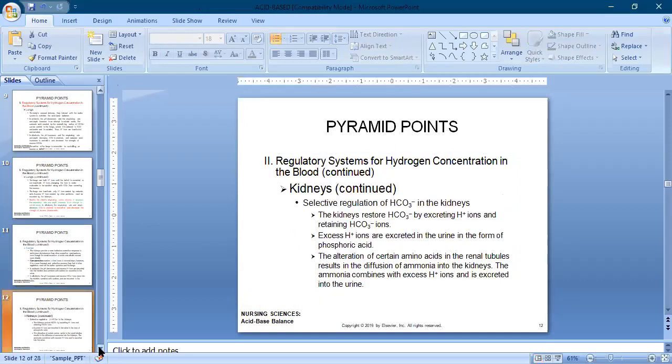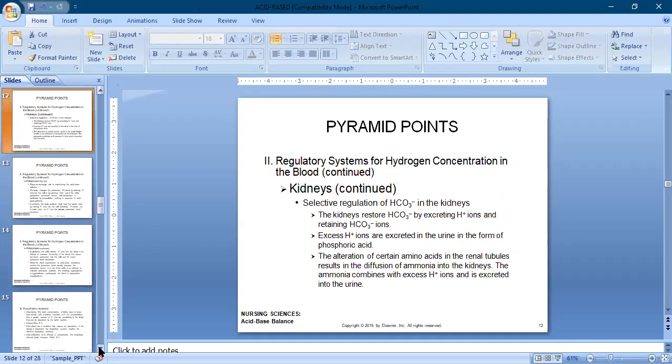So, continuing, how does the kidney help in compensation? The kidney does selective regulation of hydrogen and bicarbonate ions. The kidney restores bicarbonate by excreting hydrogen ion. Excess hydrogen ions are excreted in the urine, right?